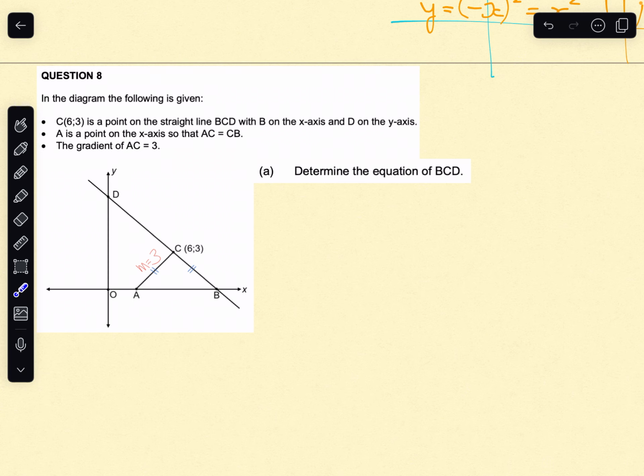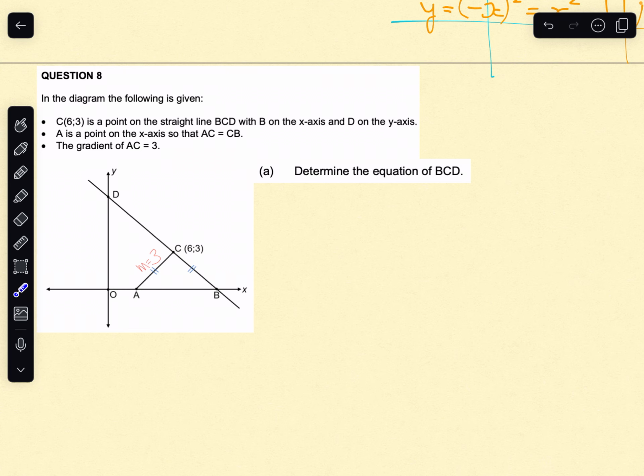Then we can try and see which other point on the x-axis has the same distance from C as A is from C. Do you get what I mean? Equidistant. That's kind of what I'm trying to say.